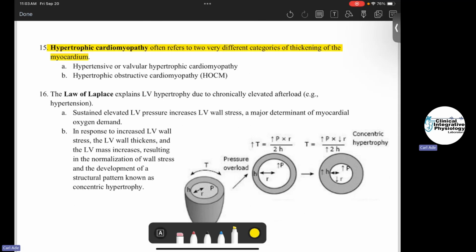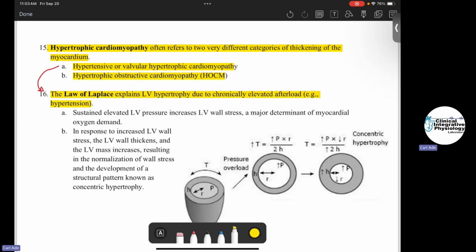Hypertrophic cardiomyopathy can break down into two different types. Both are very thick walls. One is in response to things like hypertension or valve disorders, which I'll talk about, and one is hypertrophic obstructive cardiomyopathy, or HOCM. So this first one, in response to hypertension, really can be explained by the law of Laplace.